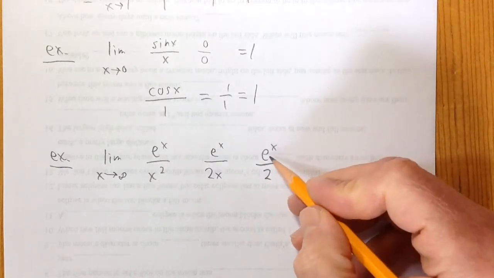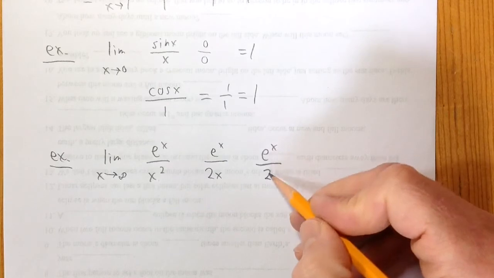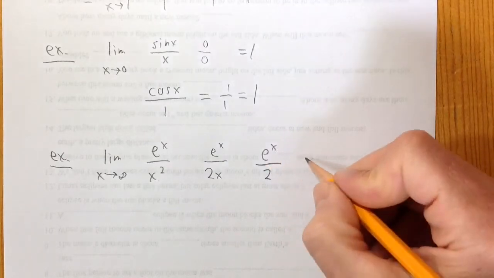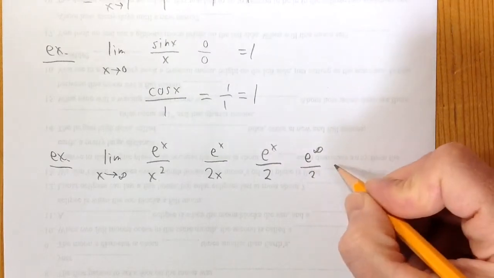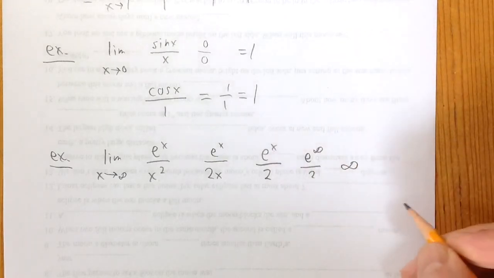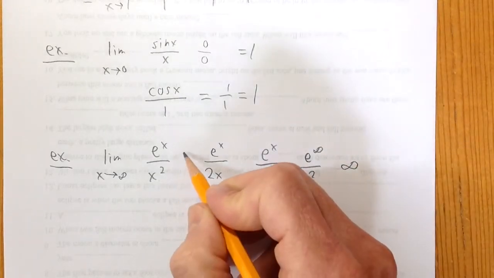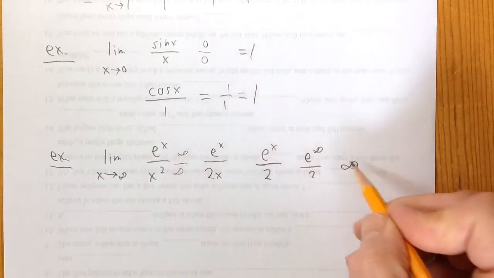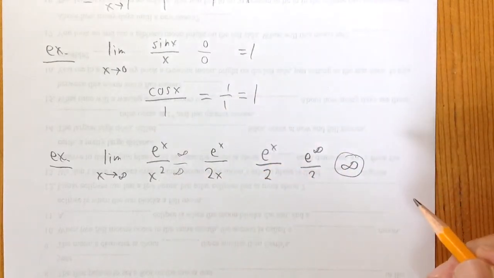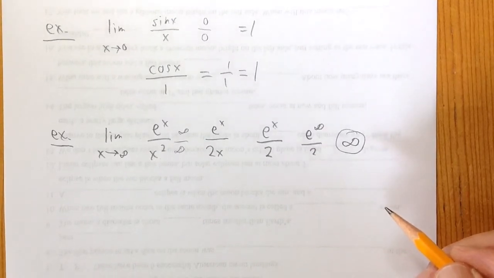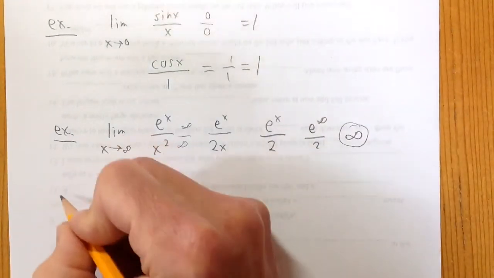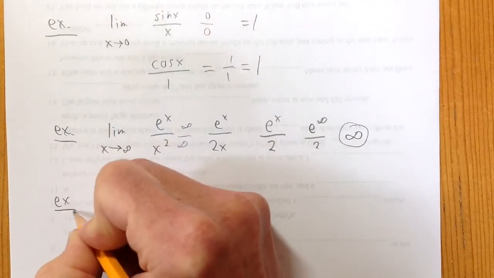Now, clearly, this goes to infinity because when you plug in infinity, we finally get e to the infinity over 2. We get half of infinity, but that's still infinity. So the answer is infinity. So we had an infinity over infinity, and we know the answer now is infinity. It actually does go to infinity, and that's okay. So that's our answer. Let's do another one since these are so fun.